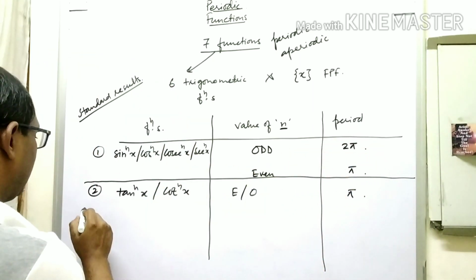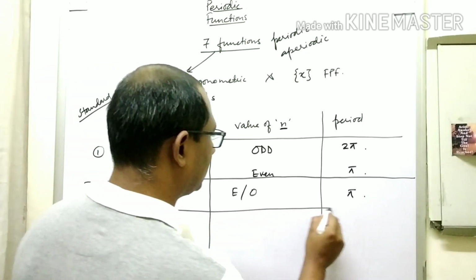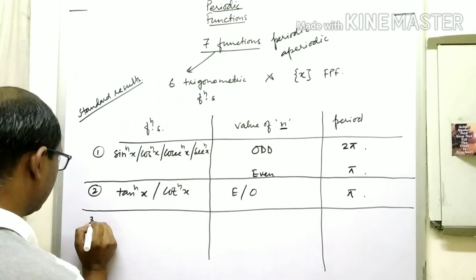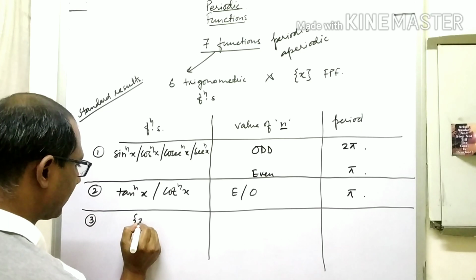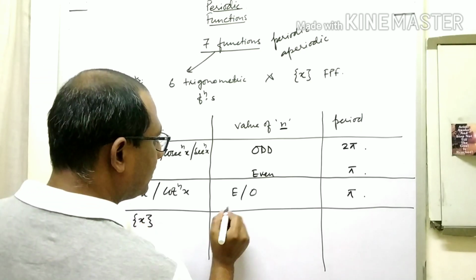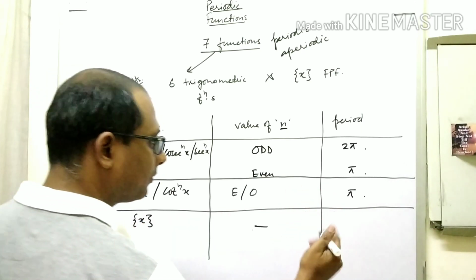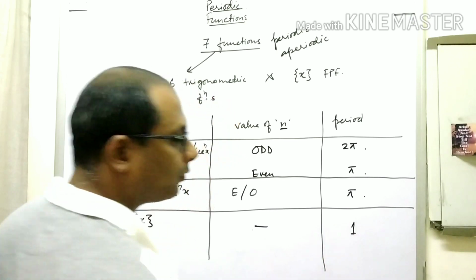Okay, the next thing is the fractional part of x. The value of n here, there is no value of n, and the fundamental period is 1.